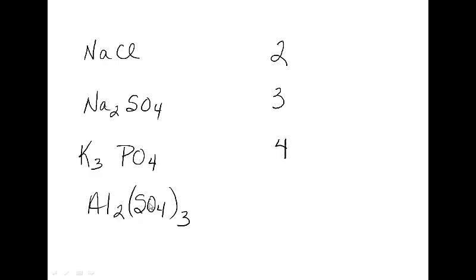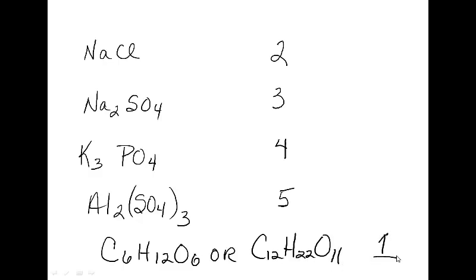Aluminum sulfate, how many ions is that? 5. I've never seen one larger than 5, I'll be honest with you. These are all Van Hoff factors. So when you're doing boiling point elevation, freezing point depression, and osmotic pressure, if one of these is the solute, then you're going to throw this i into the computation. If it's sugar, if it's sucrose or glucose, the Van Hoff factor is 1. It's not an ionic salt. It's not going to dissociate 100%.